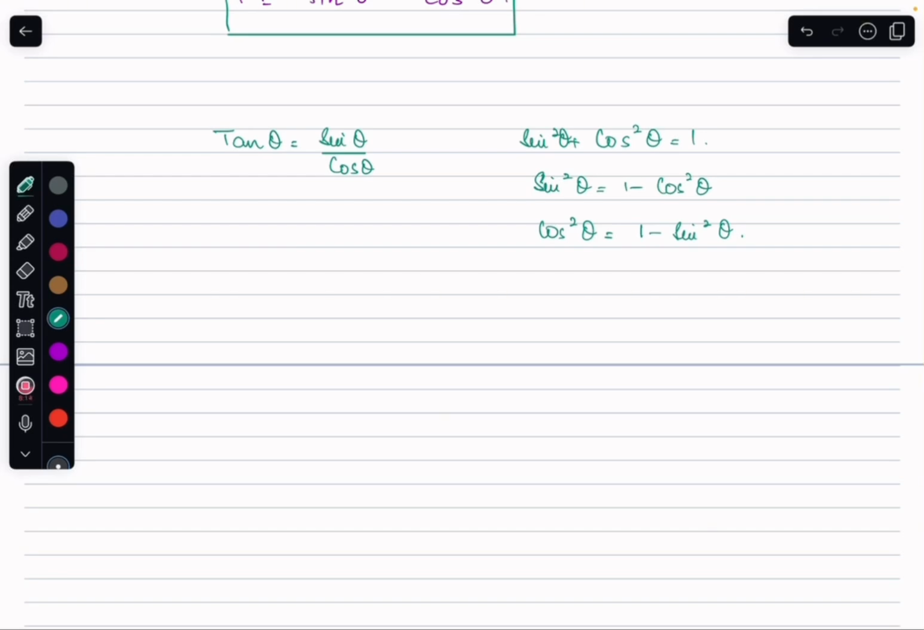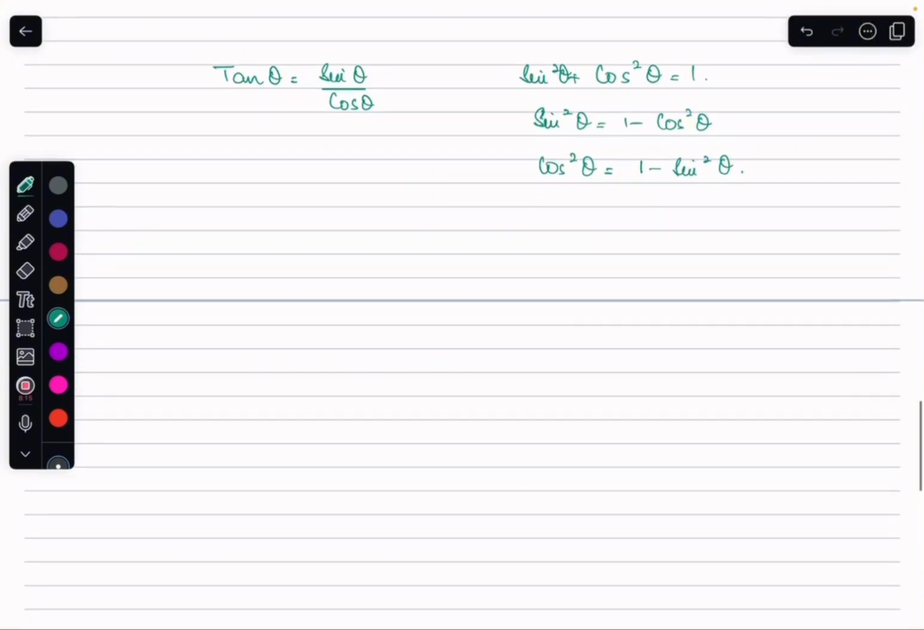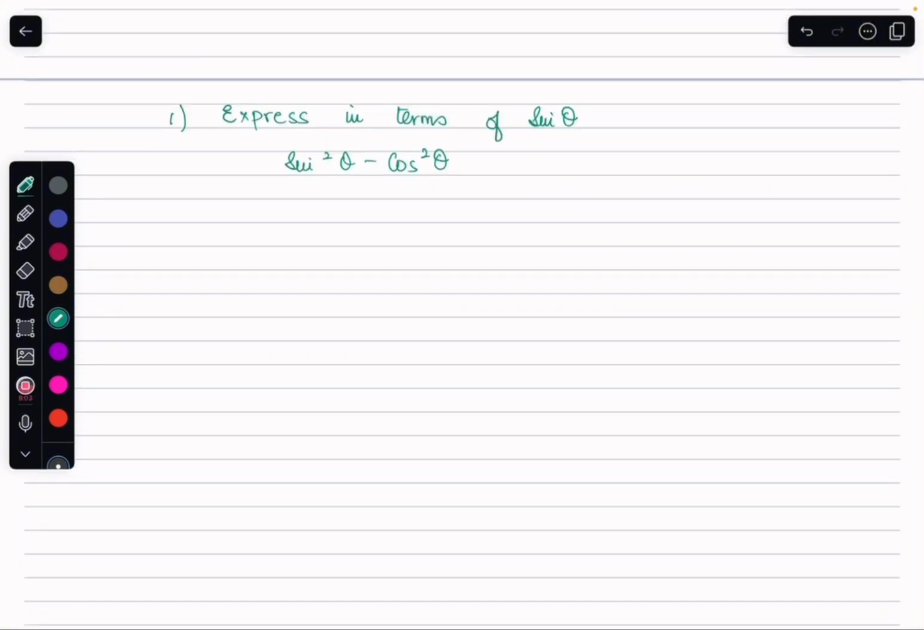So let's start solving some questions. Question 1. Express in terms of sine theta: sine square theta minus cos square theta. For the solution of this question, if they are saying express sine square theta minus cos square theta in terms of sine theta, then this means that we have this cos square theta which shall be substituted by some other expression to convert this whole expression in terms of sine theta.